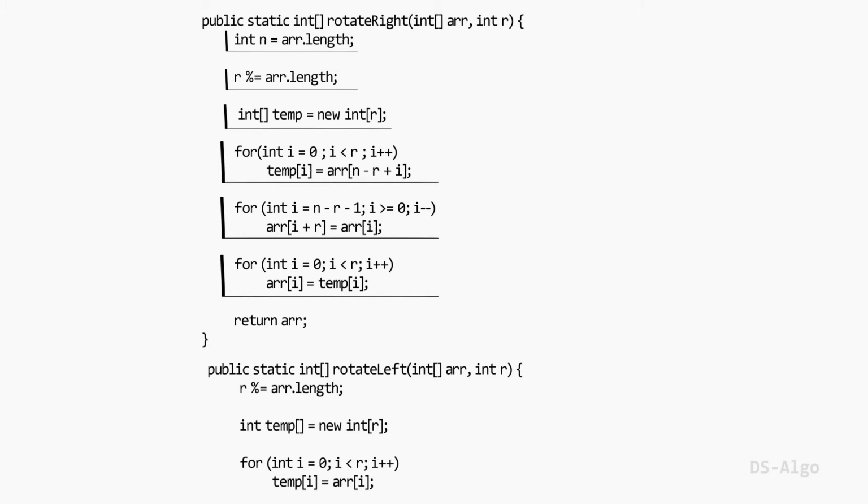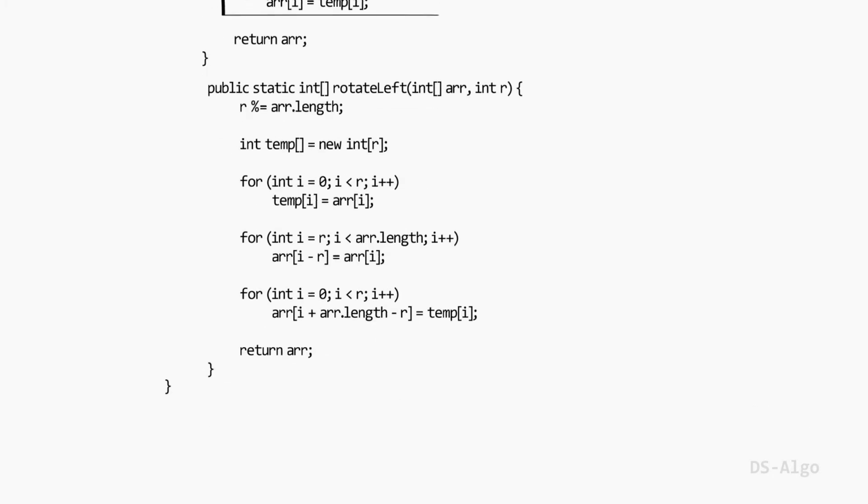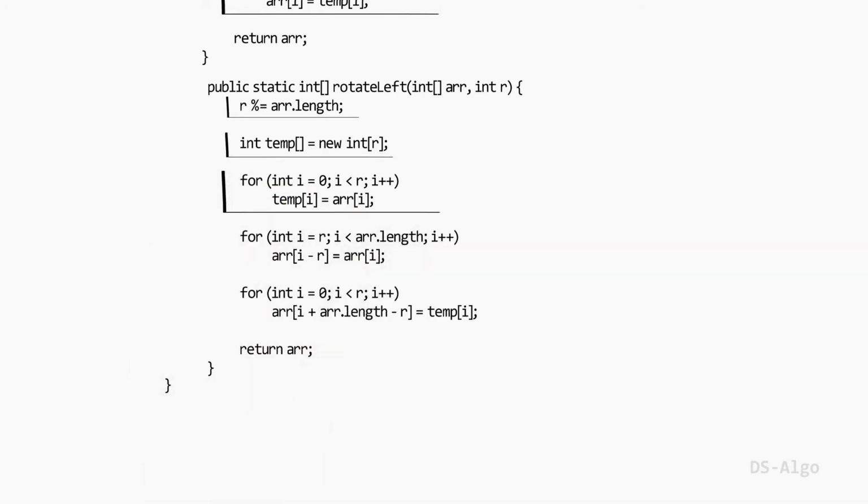Now let's look at the actual implementation for left rotation. This would speed up the rotation if the rotation count is greater than or equal to the array length. Declare the temporary array of size rotation count. This for loop initializes the temporary array with the first r elements of the given array.